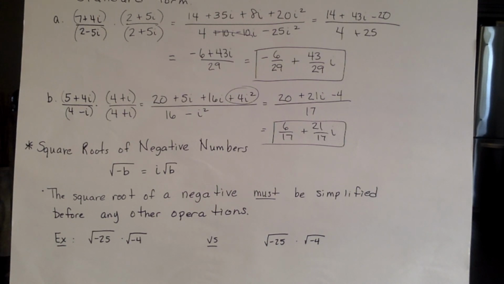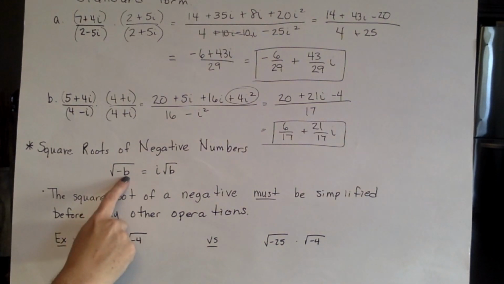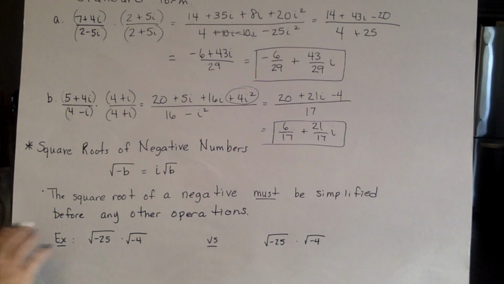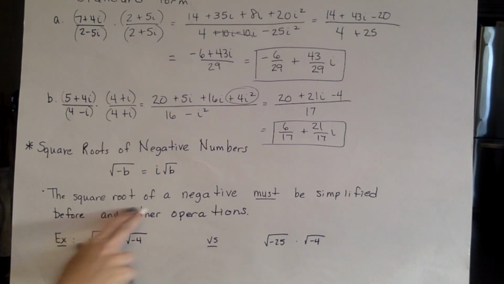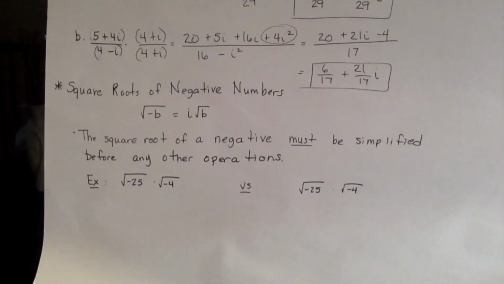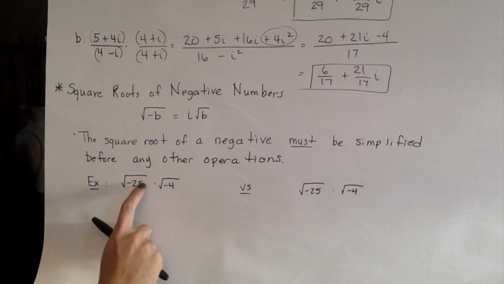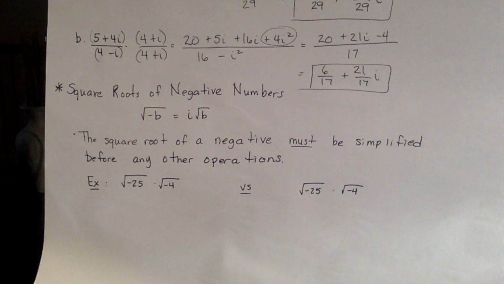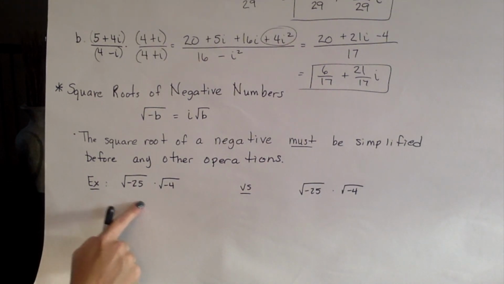This can be kind of a big deal or kind of a problem if you're not careful. The square root of negative b, or the opposite of b, is i square root of b. And what we know is that the square root of that negative must be simplified before any other operations. I'm going to show you how it matters which order we do them in. On this side, we've got the same problem twice. I'm going to do it correctly here.